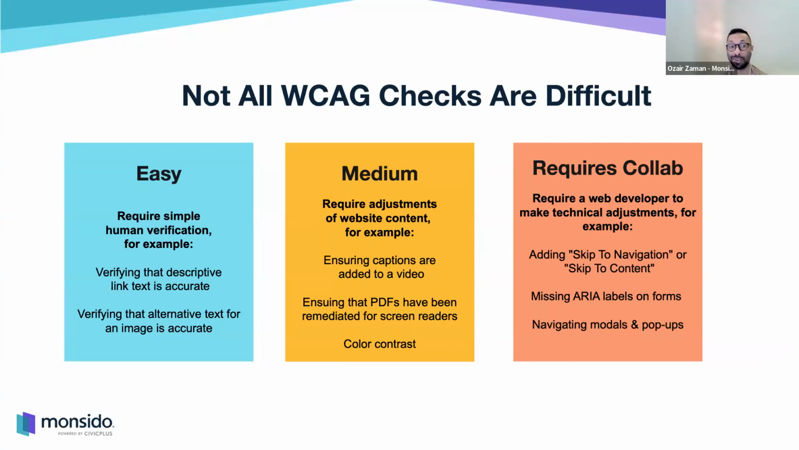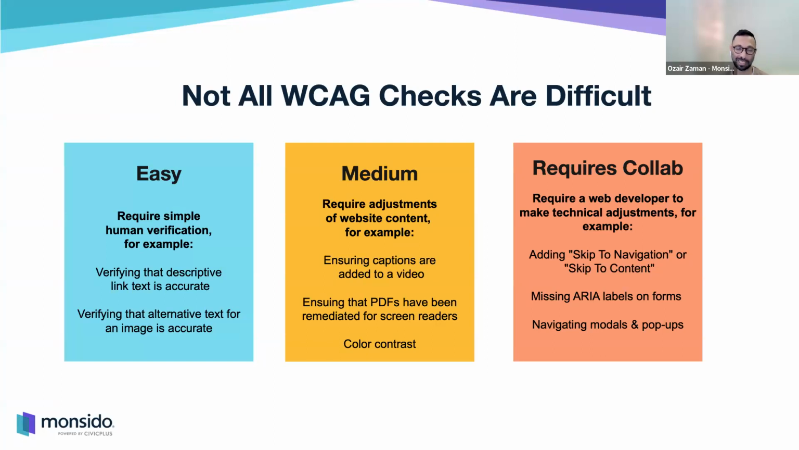So let's look at some more difficult ones. Skip to navigation is simple to understand, but now you're adding it to every page. You're going to need developer involvement here to make sure it's going to the right section of your web page. You might also have your UX team involved: where do they want the user to click and end up? So there's a lot more involvement here from different team members, and it's more collaborative. Same thing with missing ARIA labels on forms. Easy to understand, but once again we're looking at a bit more team involvement. Navigating modal pop-ups is the same thing.